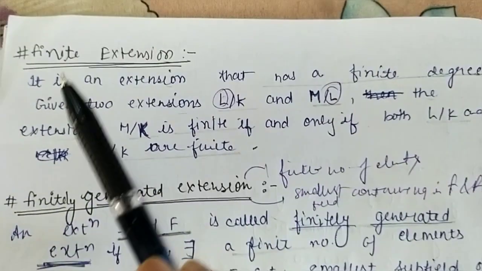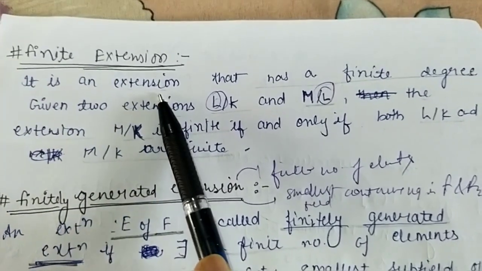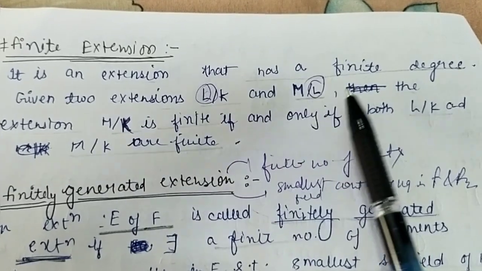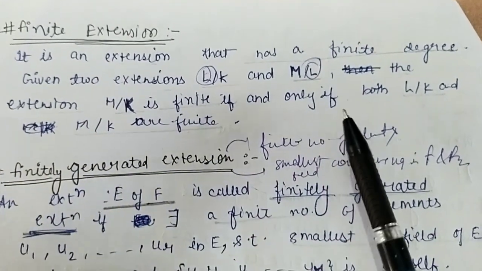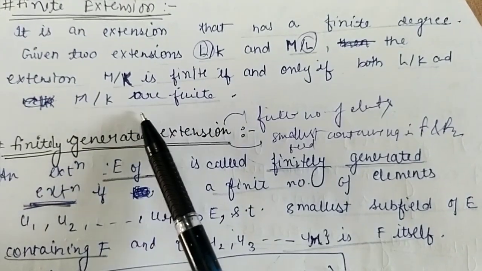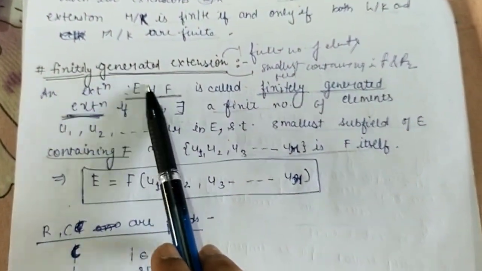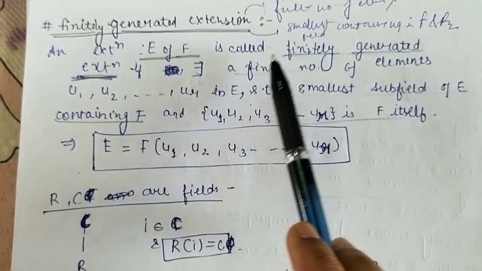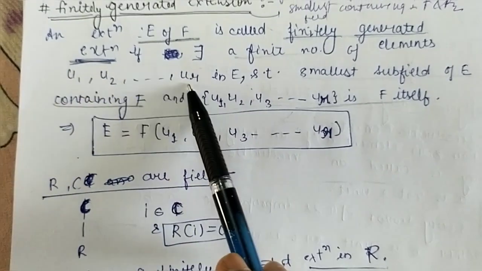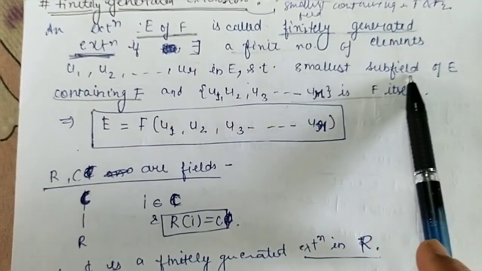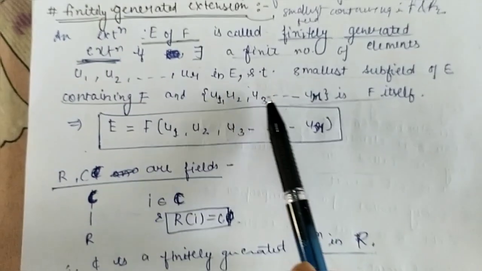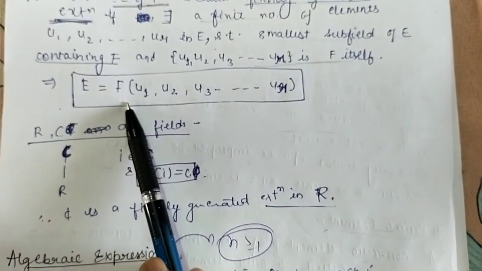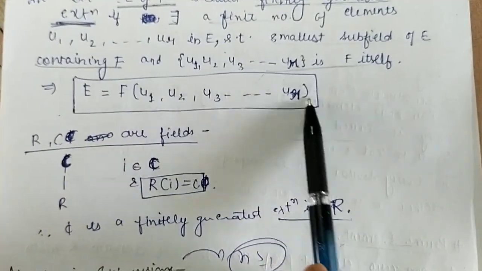Okay. Now finite extension. What is a finite extension? It is an extension that has a finite degree. Given two extensions L/K and M/L, the extension M/K is finite if and only if both L/K and M/L are finite. Finite, what is a finitely generated extension? An extension E of F is called a finitely generated extension if there exists a finite number of elements u1, u2, till ur in E such that the smallest subfield of E containing F and u1, u2, u3, till ur is E itself.